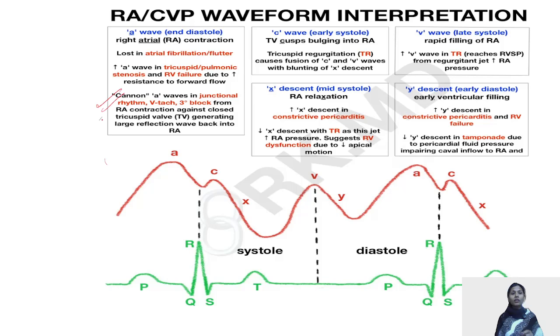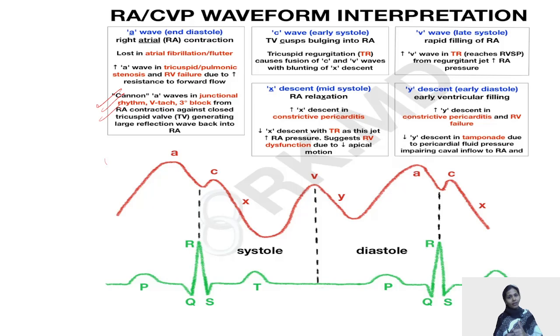Junctional rhythms or third block, you have cannon A waves. Then C. The C is at the time of early systole, when your right ventricle is just about to have an isovolumetric contraction. At that time, the C goes inside the right atrium and we have a small positive wave coming. Tricuspid regurgitation can lead to fusion of these waves also, because if it is regurgitating, you cannot have that black and white zone. It's always a gray zone of fusion that is present.